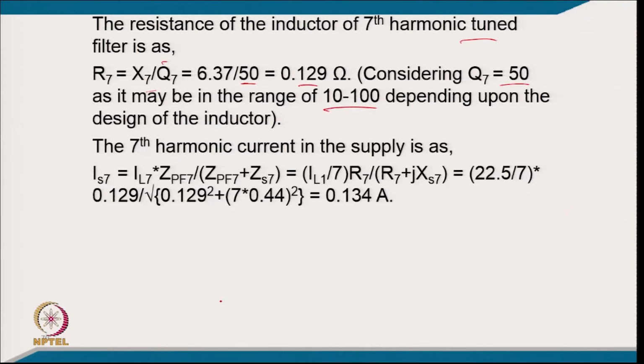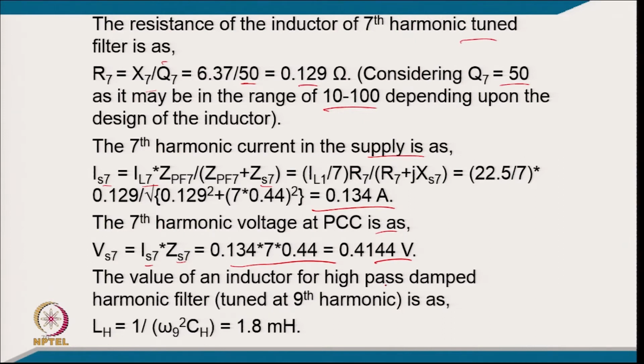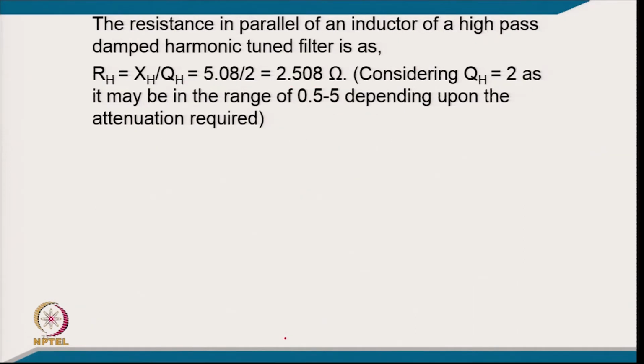the range of 10 to 100. The seventh harmonic current in the supply will be IS7, with the parallel relation, it comes to 0.134 ampere, and the seventh harmonic voltage at PCC, IS7 into ZS7, putting the value, it comes to 0.4144 volt. The value of the inductor for the high pass damped filter tuned for the ninth harmonic, LH, comes to 1.8 millihenry, and the resistance in parallel with the inductor of the high pass harmonic filter will be RH equal to QH times XH, taking QH as 2.